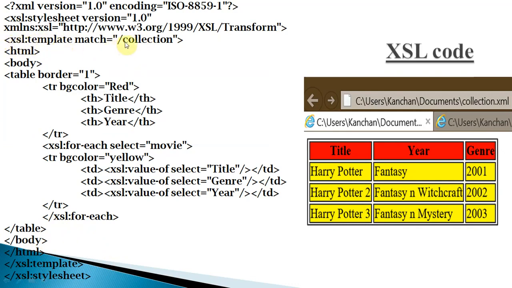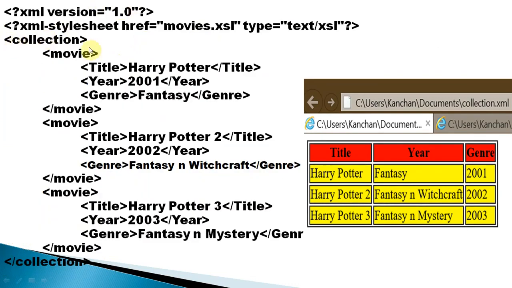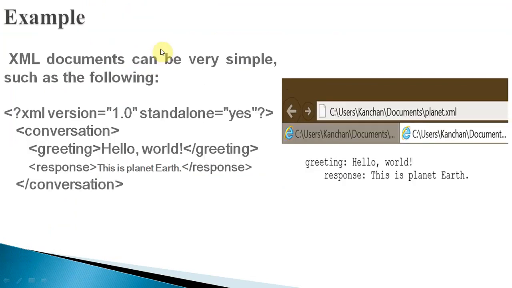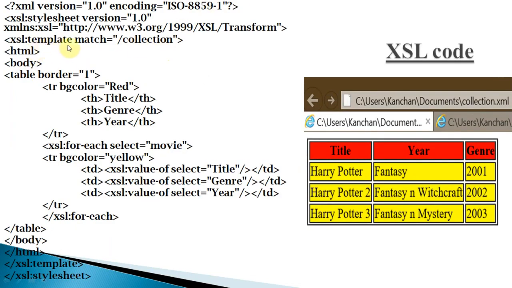We have to write XSL template match collection, because in the previous file you can see the name of the table is collection, the outer tag is collection. That's why we have written XSL colon template match collection. This is the XML version 1.0 with encoding, and the XSL stylesheet version 1.0. We will write the XML version as well as the XSL colon stylesheet version, and we have to write xmlns colon xsl, which is http colon double slash www.w3.org/1999/XSL/Transform. We are writing this statement here, and this is the output of this file.